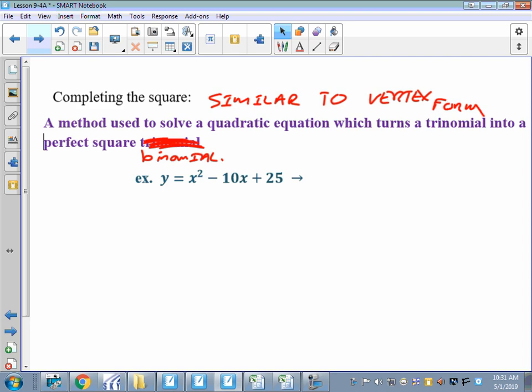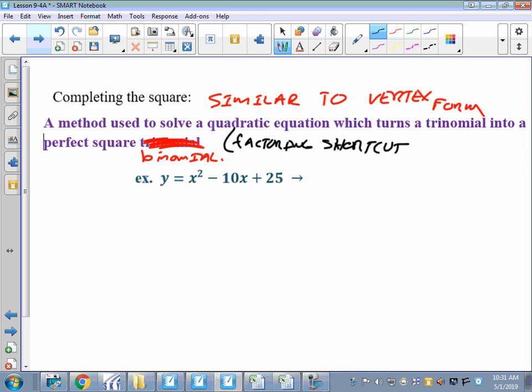And of course, by doing so, we're using that factoring shortcut, because we know it's going to be a perfect square binomial. Remember, a trinomial has 3 terms. The binomial is going to have only 2. So let's take a look at this one.